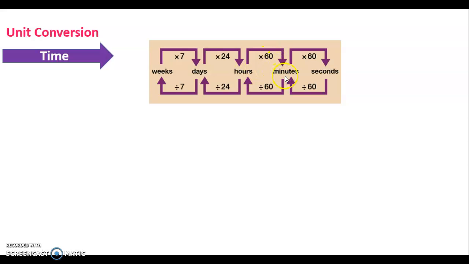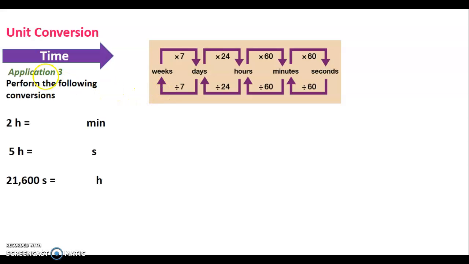From hours to minutes, then 1 minute is equal to 60 seconds, that's why to convert from minutes to seconds we have to multiply by 60. And going backwards, for sure we have to divide instead of multiplying. So application 3, perform the following conversions.